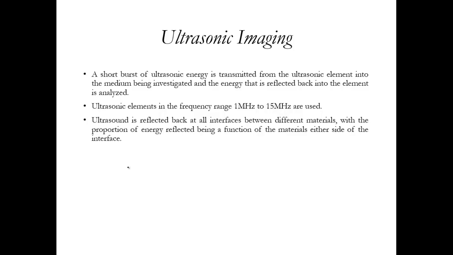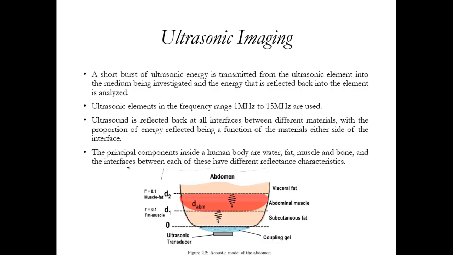So you have different materials within the human body in the form of kidneys and other internal organs, each with its own specific properties in terms of density and other properties. Accordingly, the proportion of energy that is reflected depends on the material that it hits. Now the principal components inside a human body are water, fat, muscle, and bones, and the interfaces between each of these have different reflectance characteristics.